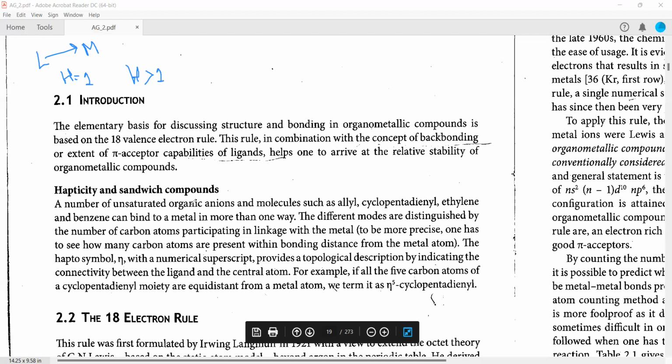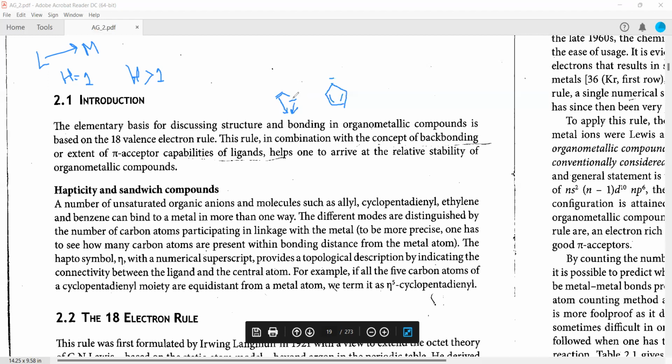A number of unsaturated organic anions and molecules such as allyls, cyclopentadienyl. Let me draw the structure for better understanding. Cyclopentadienyl, and all of these, ethylene and benzene, can bind to a metal in more than one way. For example, take allyl. Here it has one negative charge by which it can donate to the metal center, and also here it has pi electrons. By this also it can share to the metal.